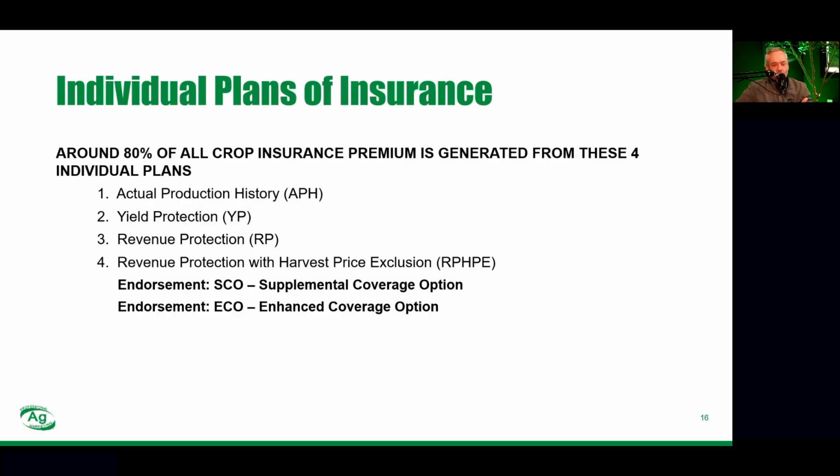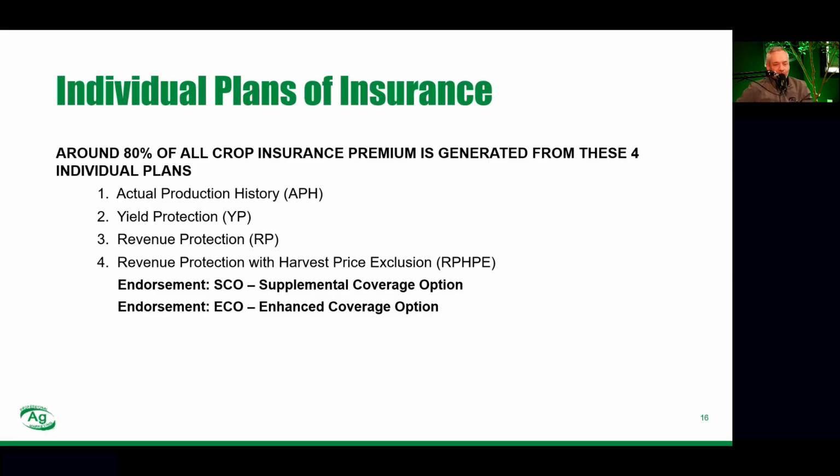The main plans we're talking about when we say individual plans: the top one is revenue protection coverage, number 3 on the screen. The second most popular is our yield protection plan, YP, that only protects bushels, with no price influence. APH is a very similar product to the YP plan. It only protects a yield, but it's used with crops that aren't traded on the Board of Trade.